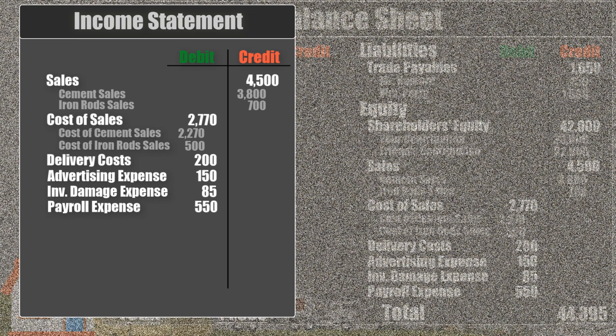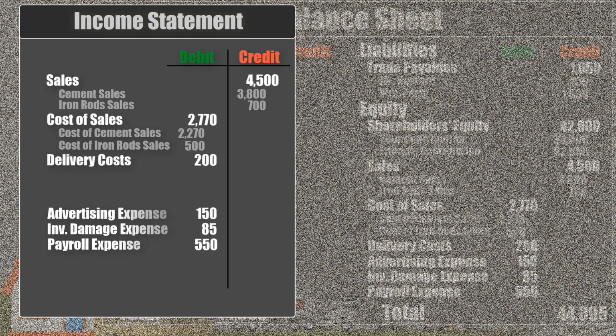Let us look at them one by one. Would the cost of sales occur if there are no sales? Of course not, so we keep it in its location. Do you have to pay delivery costs without sales? No, so we keep it also in its location. How about advertising expense? Do you have to pay the amount in any case or only if there is a sale? You have to pay it in any case, so we move it downward.